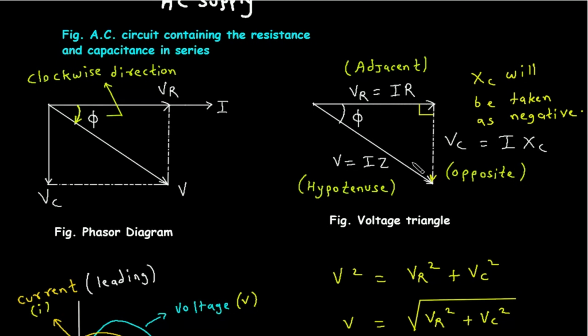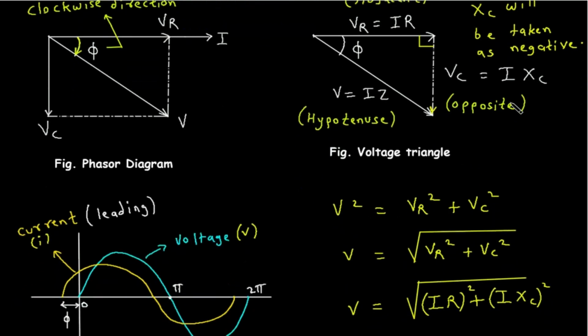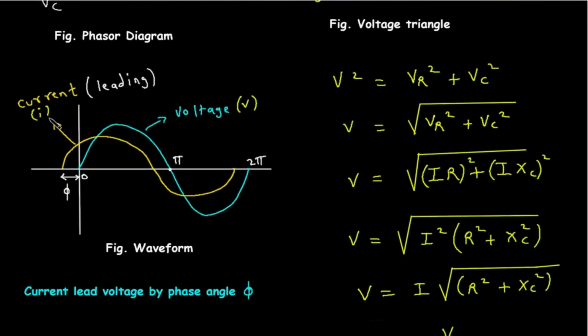Now this is a right angle triangle. So this will be hypotenuse. This will be opposite side of this angle phi. And this will be adjacent side to this angle phi. Now XC will be taken as negative since the direction of this XC is in this downward direction to this axis Y. So this will be taken as negative. This is a waveform. As we can see, this current I is leading and this voltage is lagging.